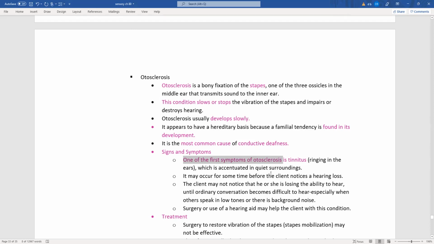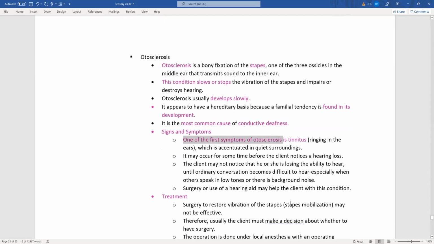It may occur for some time before the client notices a hearing loss. The client may not notice that he or she is losing the ability to hear until ordinary conversations become difficult to hear, especially when others speak in low tones or there's background noise. Like, yeah, I can't hear whispers at all. You whisper in my ear all day, and I be like, oh, okay, I can't hear that. And then background noise, when the whole class is talking and one person is trying to talk to me, I can't hear y'all. So surgery or the use of a hearing aid may help the client with this condition.